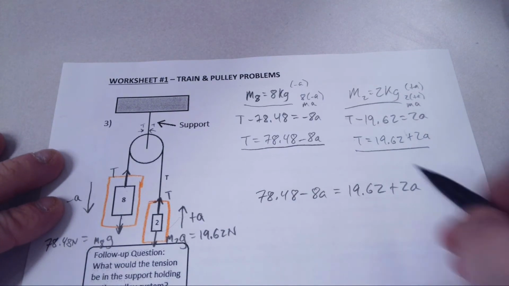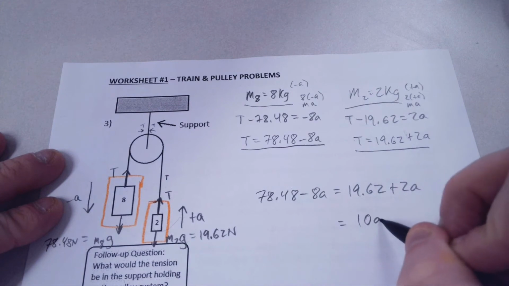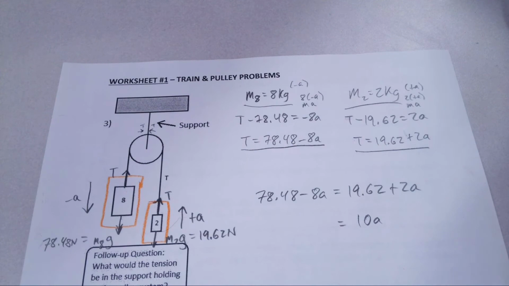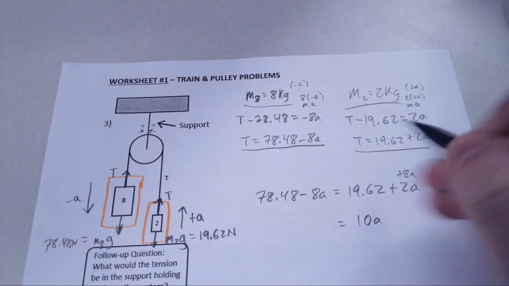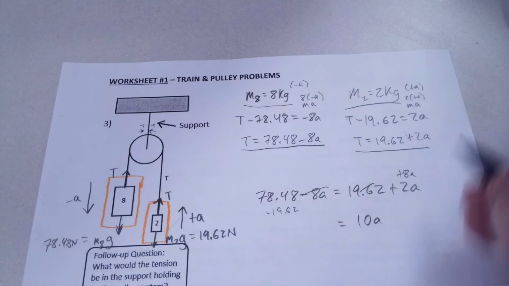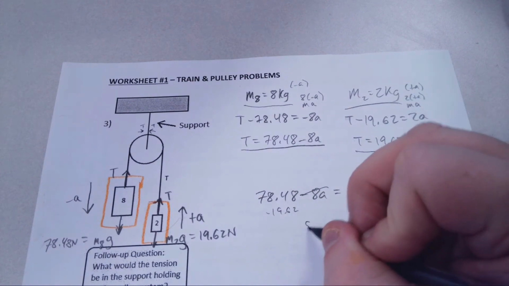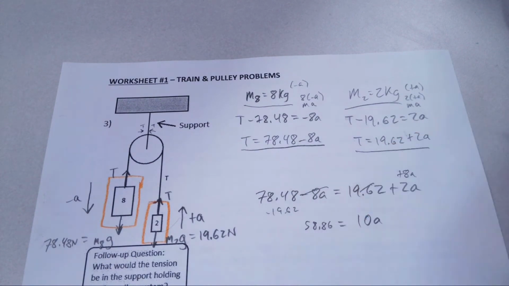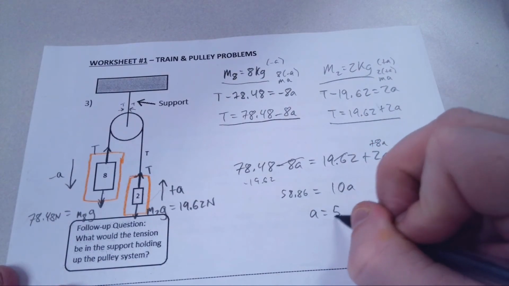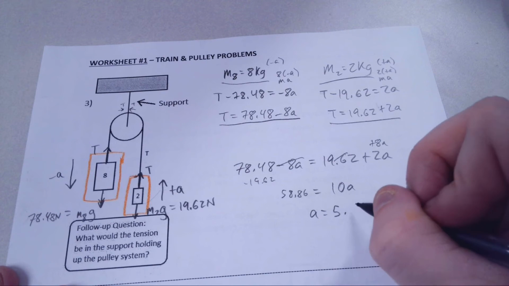Add 8a over here, and we get 10a. Subtract 19.62 over here. And we get 58.86. Or rounding to 2 decimal places, 5.89.